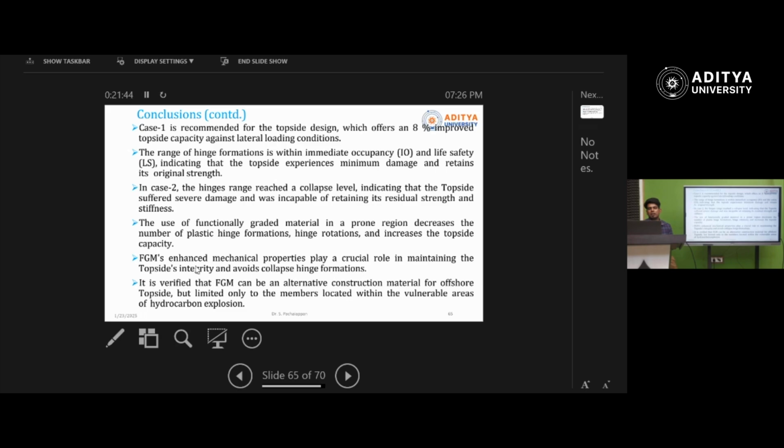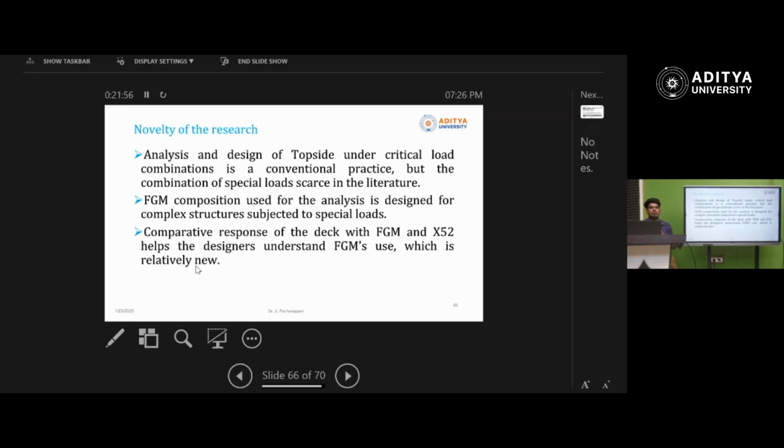So here, the conclusion is that FGM enhances the mechanical properties, plays a crucial role in maintaining the topside integrity, and avoids collapse hinge formations. And if you take any research work in the first seminar, they are going to ask what is the novelty of this work.